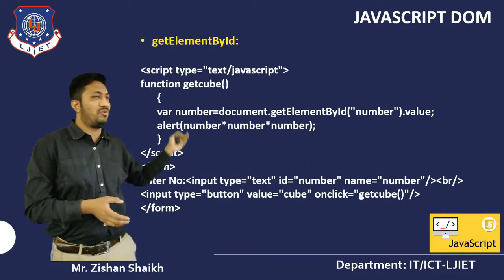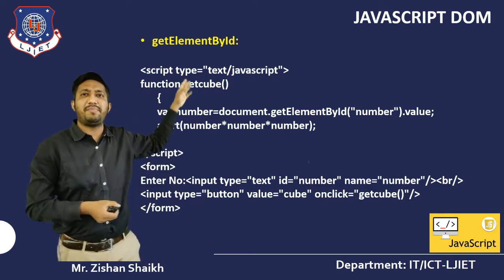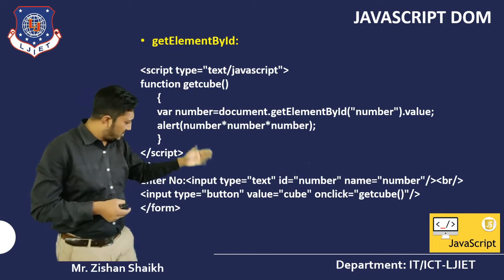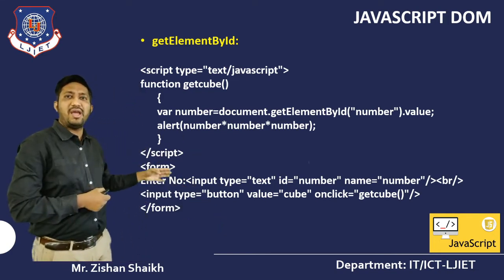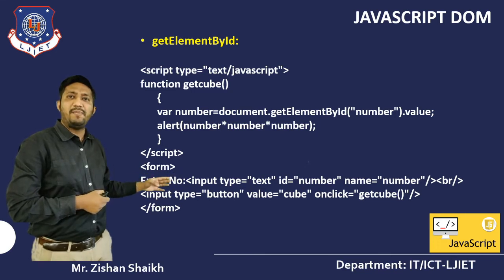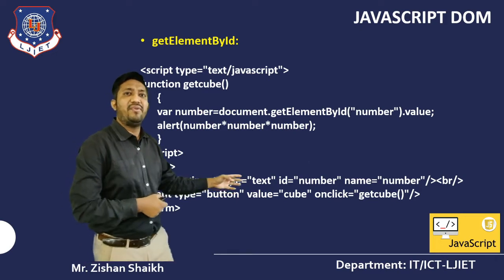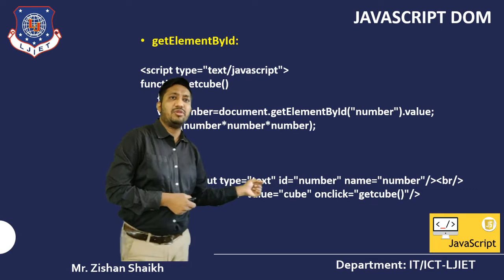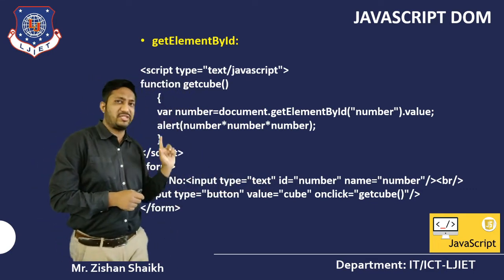We have a number of methods, but from those I am taking only getElementById here. In this script we have one method, that is getCube. First understand what our HTML portion is. In the HTML portion I am writing a form tag. In the form I am writing "Enter number" as text. I am taking input type text with one ID. The ID is number, the name is number. So simply I am taking the text "Enter number" and then one text field.